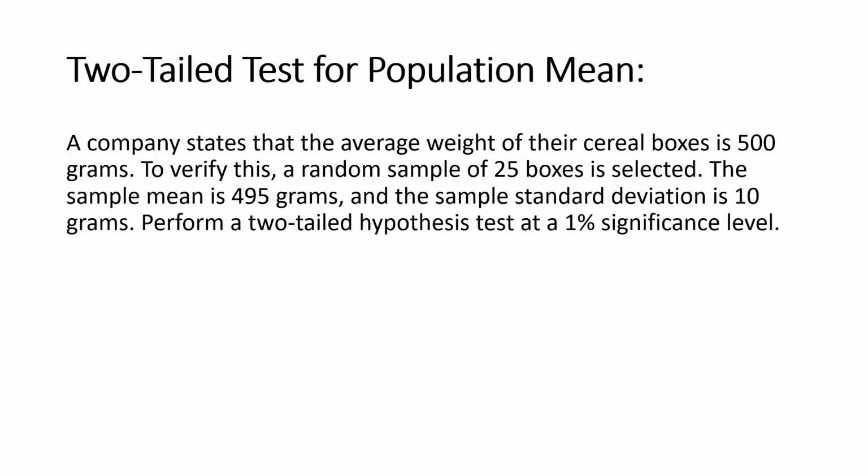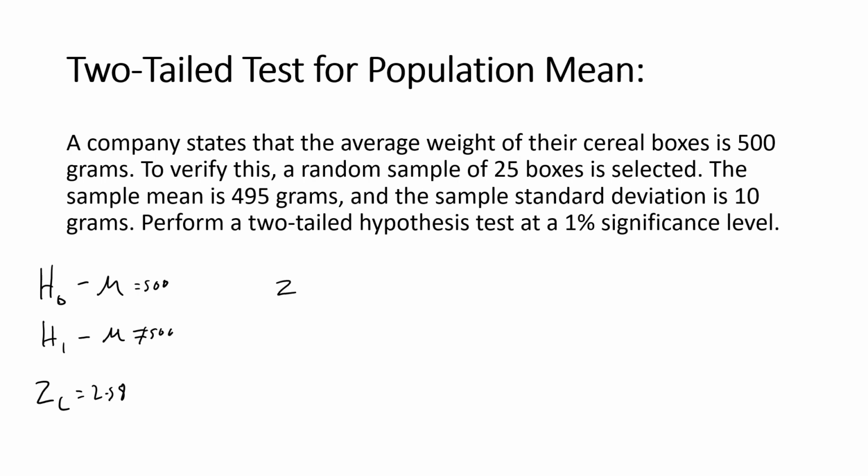So the first thing we do here is we write our hypothesis. The null hypothesis is that mu, which is the average weight of the cereal boxes, the true one, is 500 grams. The alternative is mu is not 500 grams. Again, we can do this test because we know that the sample size is greater than 20. We may not know the true standard deviation, but as long as the sample size is big, we can still do a z-test. Our critical value for this will be 2.58.